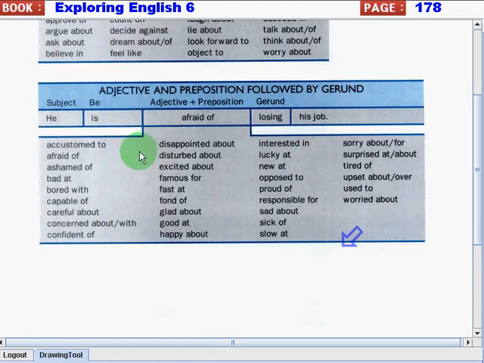Accustomed to, afraid of, ashamed of, bad at, bored with, capable of, careful about, concerned with, confident of, disappointed about, disturbed about, excited about, famous for, fast at, fond of, glad about, good at, happy about, interested in, lucky at, new at, opposed to, proud of, responsible for, sad about, sick of, slow at, sorry about, sorry for, surprised at, surprised about, tired of, upset about, upset over, used to, worried about.